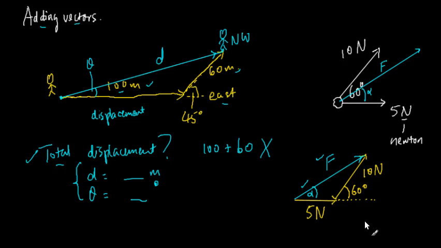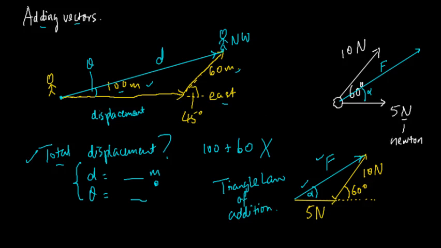Before I finish off, let me mention another way of adding vectors. What I've described there, as you can see, always gave me a triangle. So we call this the triangle law of addition of vectors.